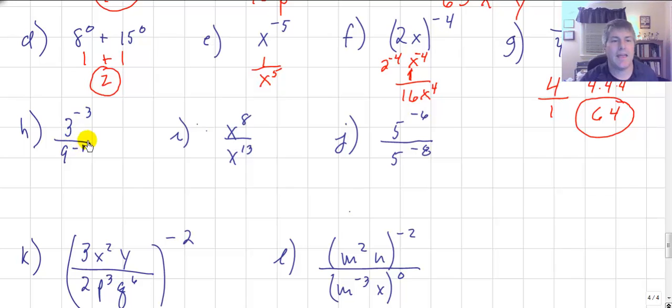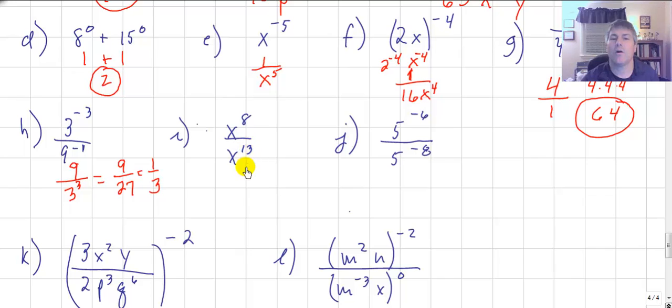Sample problem H, 3 to the negative 3rd over 9 to the negative 1st. That would be the equivalent of 9 over 3 cubed, which is 3 times 3 is 9 times 3 is 27. 9 over 27 is 1/3.